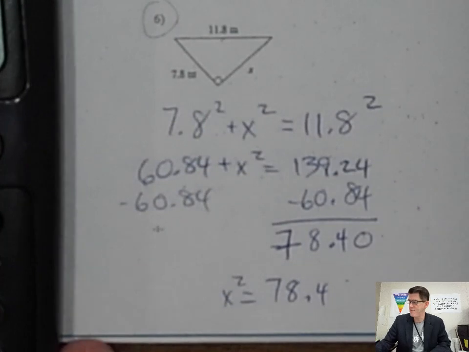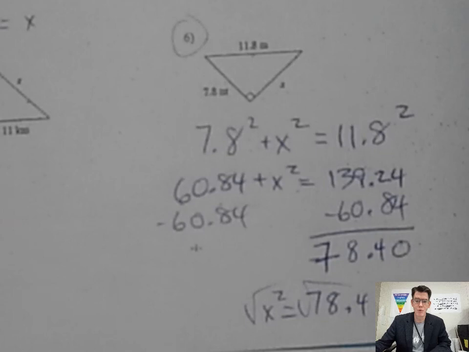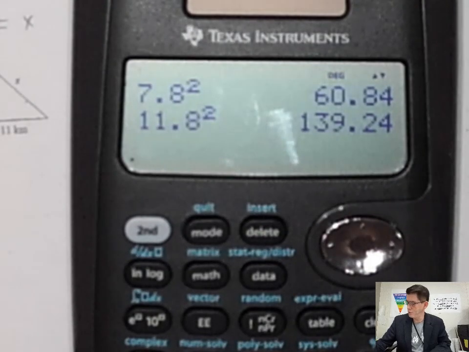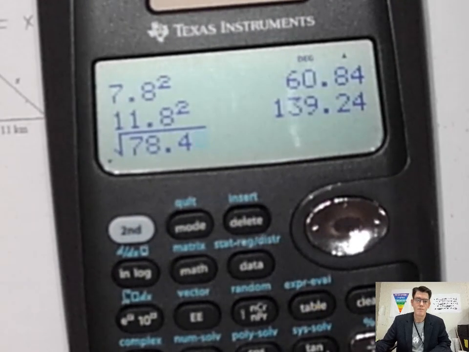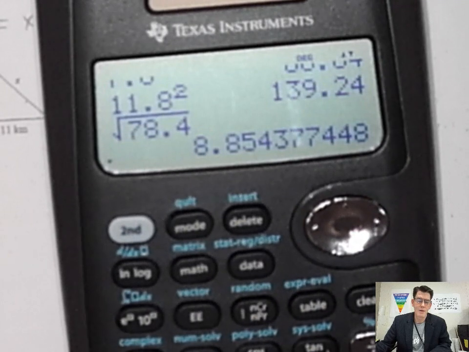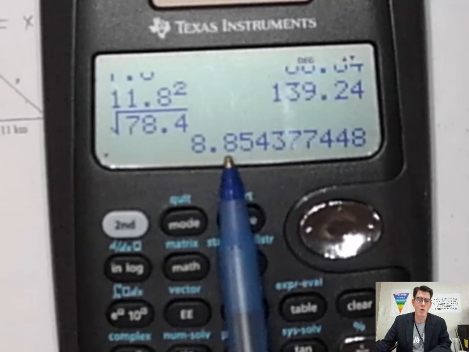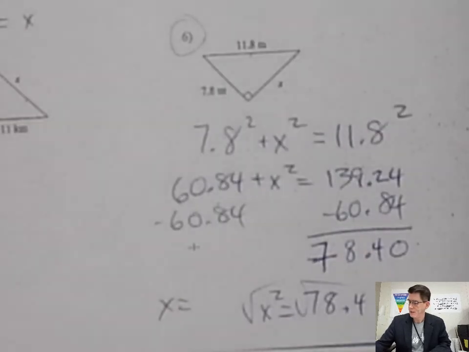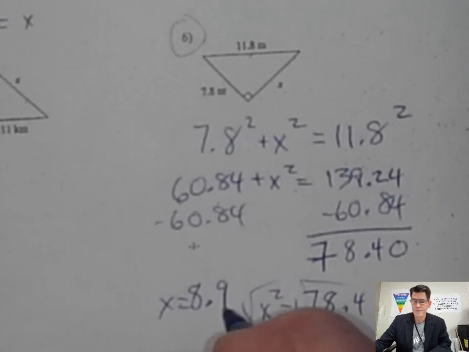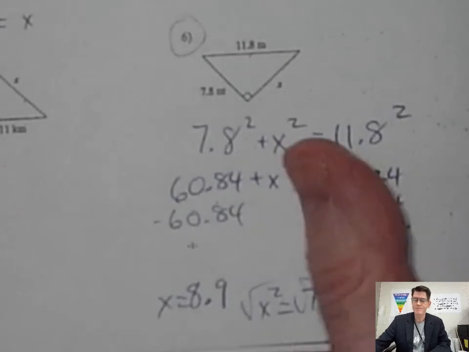If I did that math right, take the square root of both sides, gives you x equals the square root of 78.4. Rounding to the nearest tenth place, 8 point whatever that number tells us to do. So 8.9 is the length of the other leg. So we've got it.